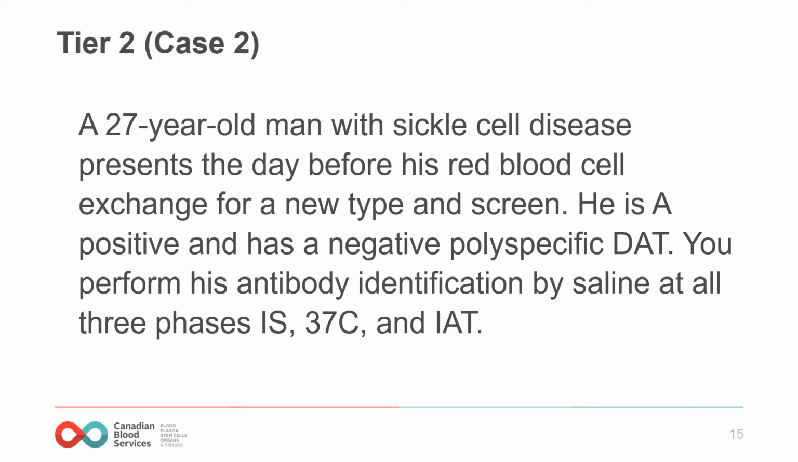This case is about a 27-year-old man with sickle cell disease who presents the day before his red blood cell exchange for a new type and screen. He is A positive and has a negative polyspecific DAT. You perform his antibody identification by saline at all three phases: immediate spin, 37, and IAT. The two things to remember with this case are that this patient is a sickle cell patient and has a negative polyspecific DAT.